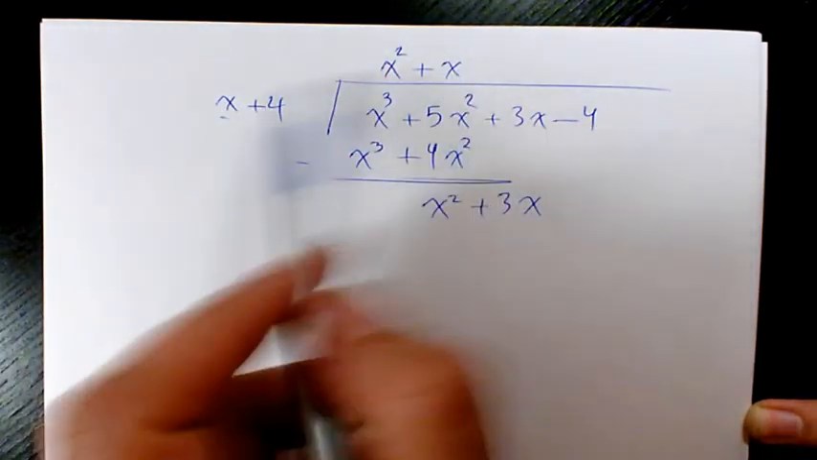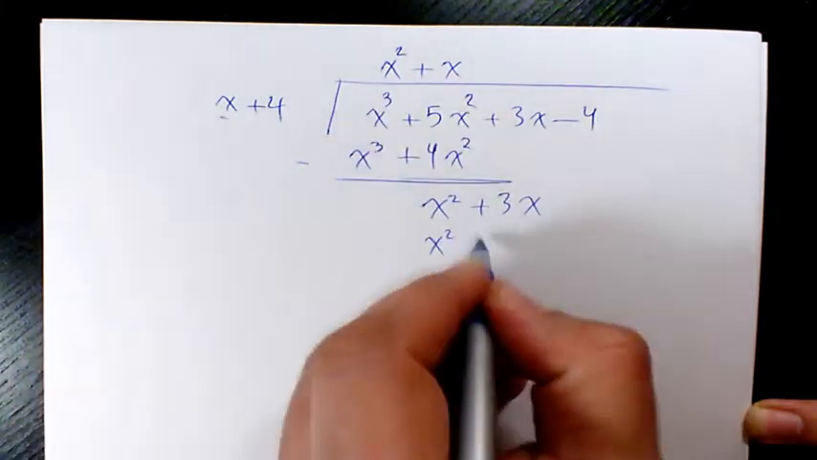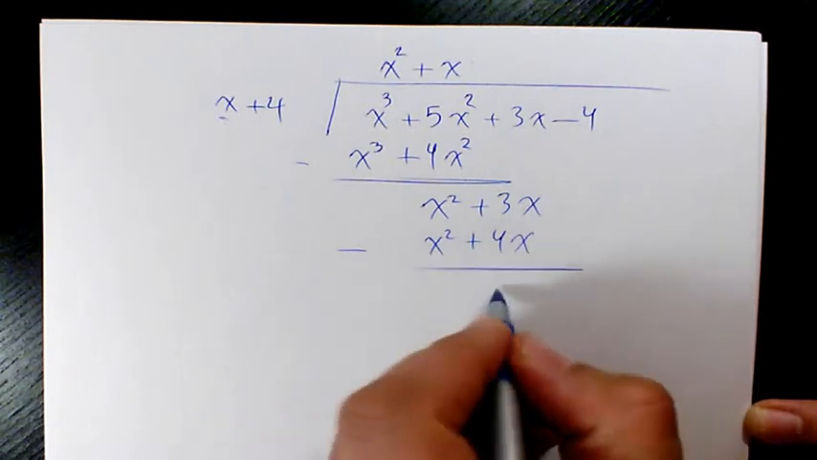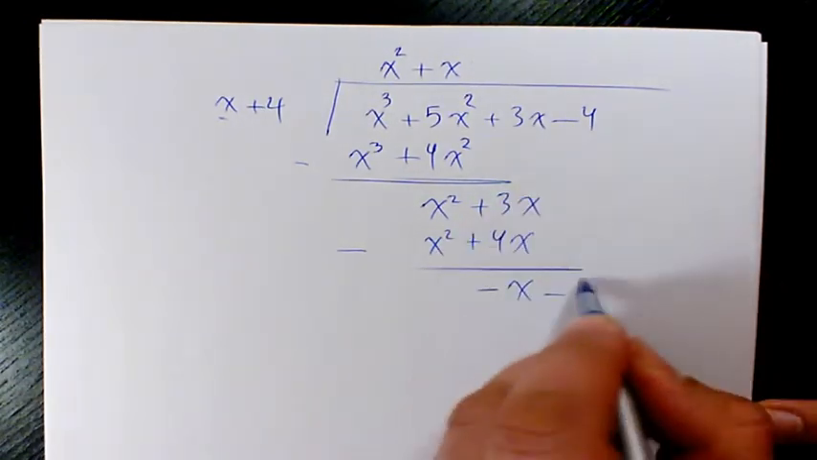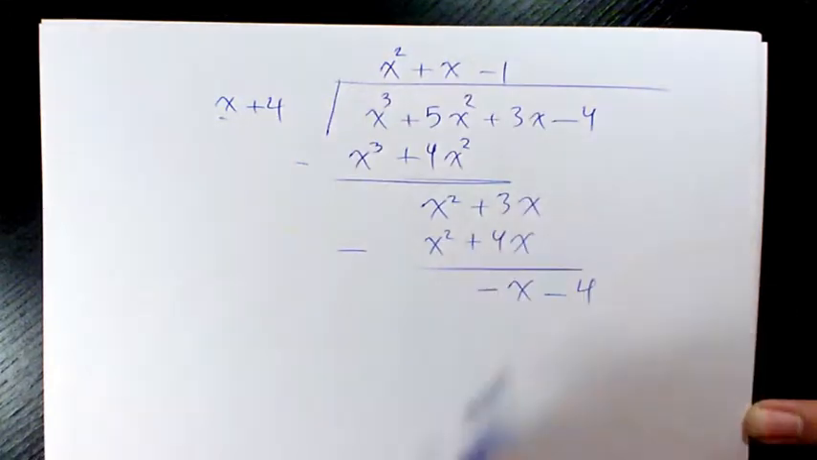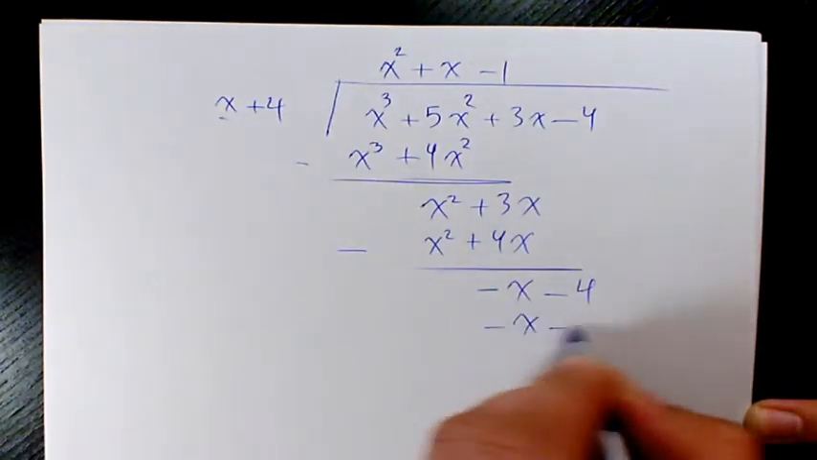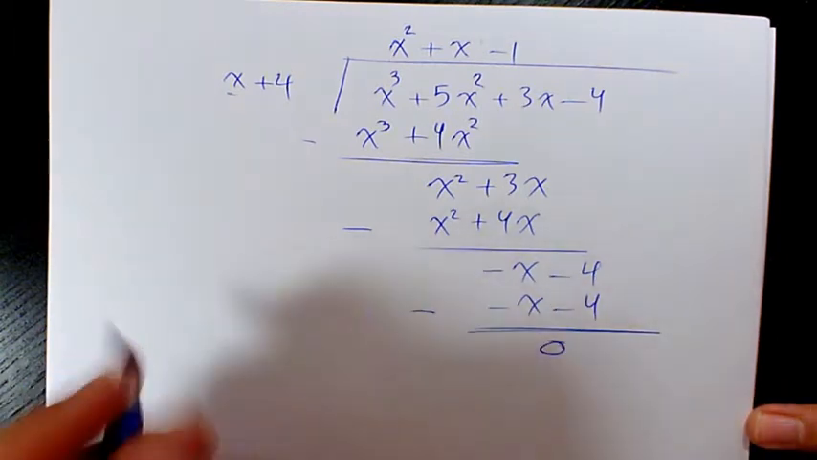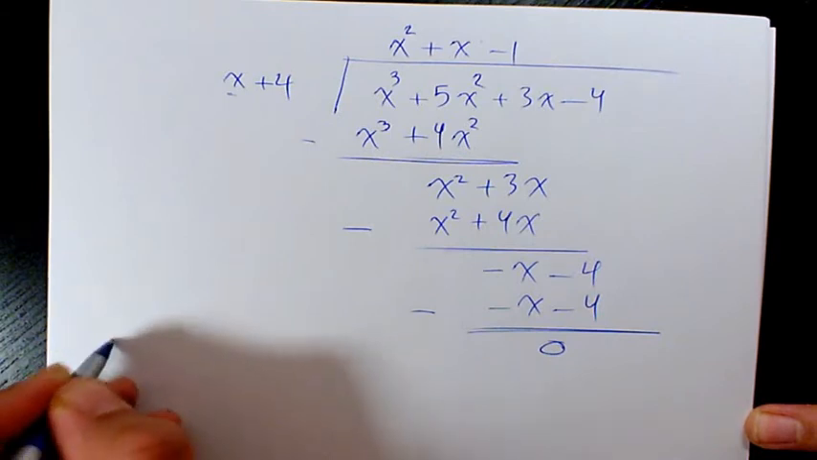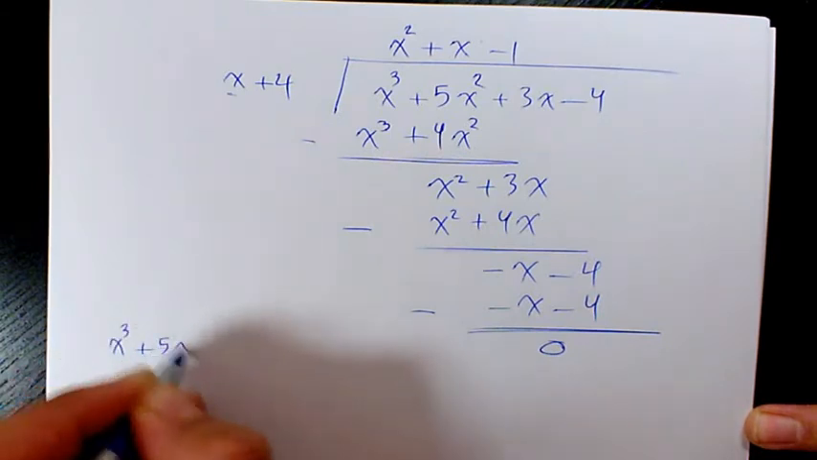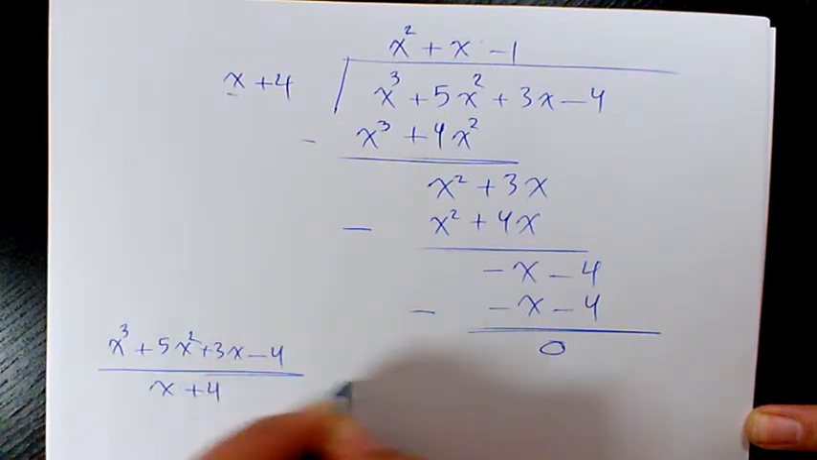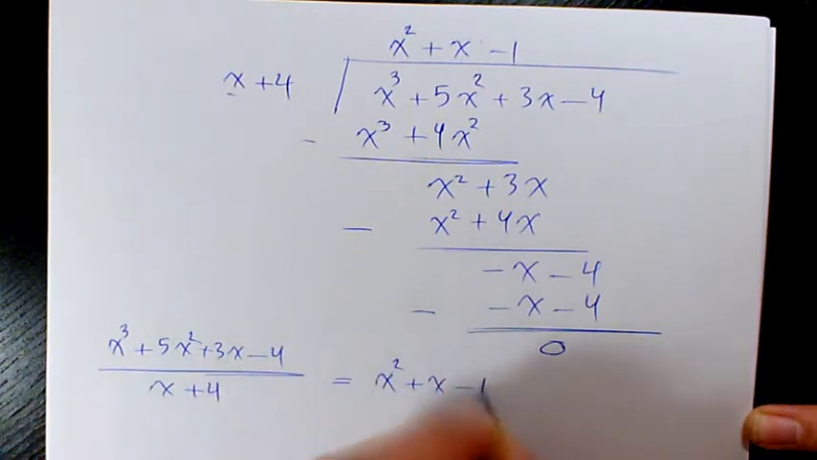X squared divided by x is going to be x. Then you multiply it, x times x squared, x times 4, 4x. Subtracted, these two cancel out. 3x minus 4x is going to be negative x. And you bring down the negative 4. When you divide it, it's going to be negative 1. Now you multiply it, negative x minus 4. Negative x minus 4 minus negative x minus 4 is going to make it 0. So when you divide x cubed plus 5x squared plus 3x minus 4 over x plus 4, you get x squared plus x minus 1.